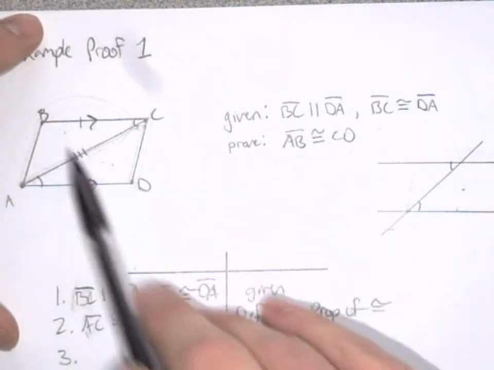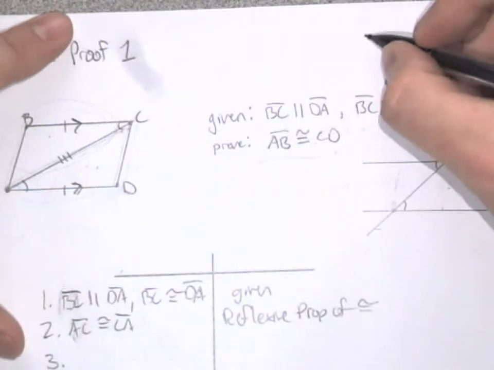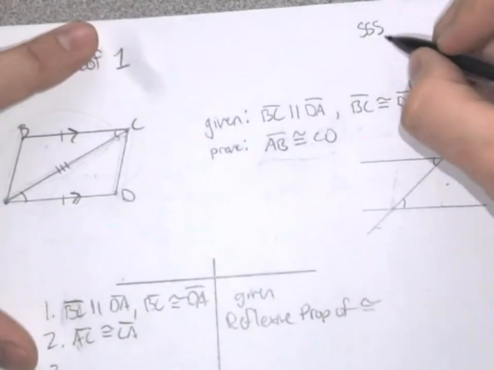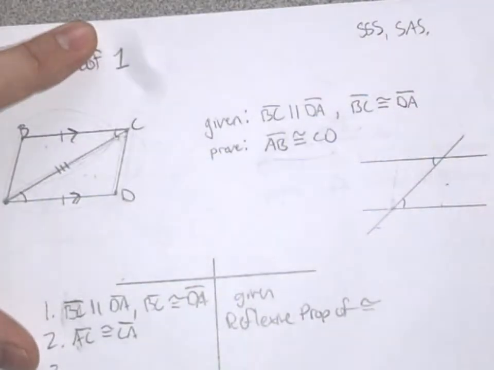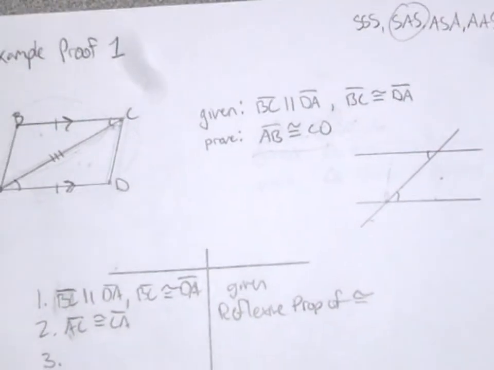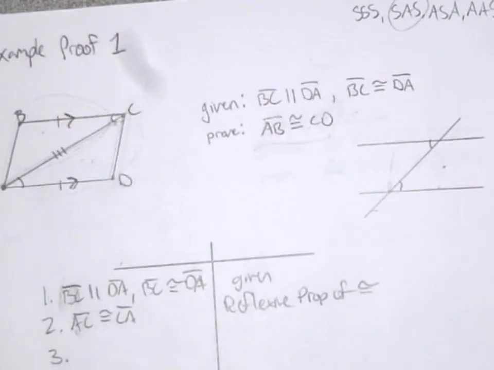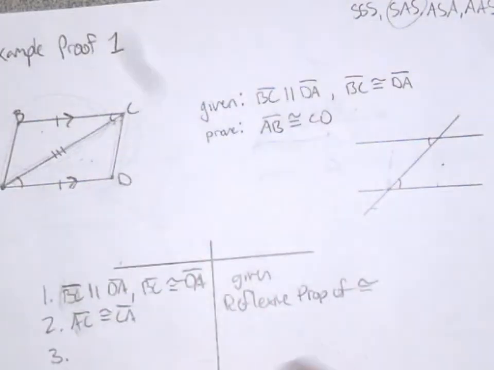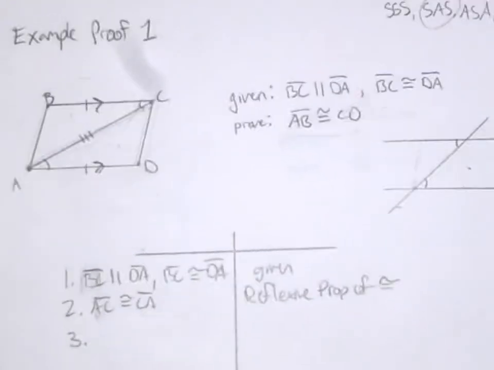If we want to say that these two triangles are congruent, the options that we have are SSS, side, side, side. We could try SAS. We could try our new one, ASA, or another new one, AAS. In this case, we just got SAS right here. Let's talk about that angle real quick. We'll put that in the proof, and then we'll go from there.